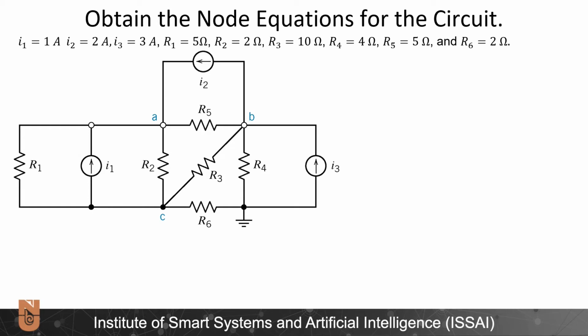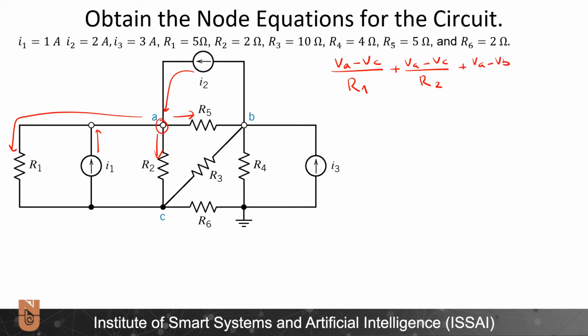Now, let's start with writing the KCL for node A. This current is going out by convention. This current is going out by convention. This current is going out by convention. This is entering. And this one is entering as well. So accordingly, we will have VA minus VC divided by R1 plus VA minus VC divided by R2 plus VA minus VB divided by R5 is equal to I1 plus I2.